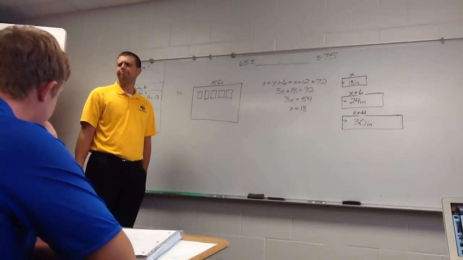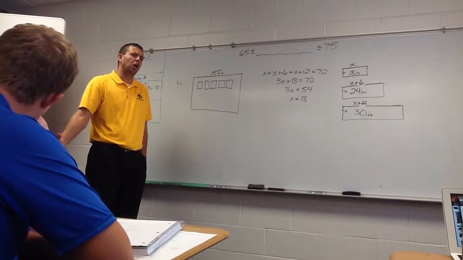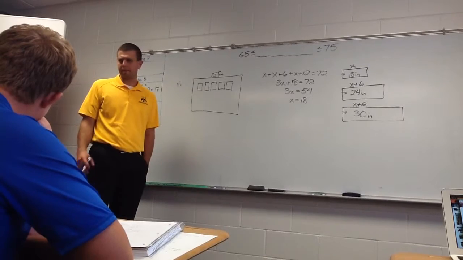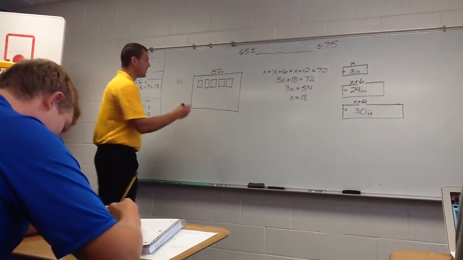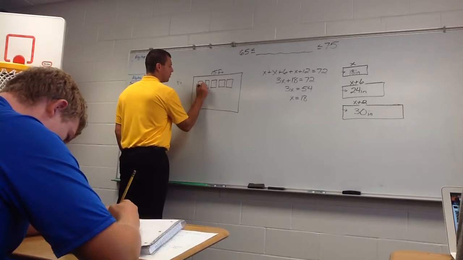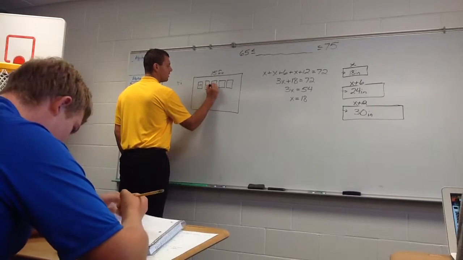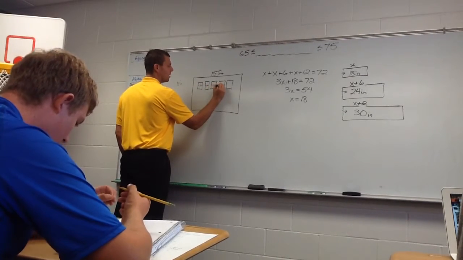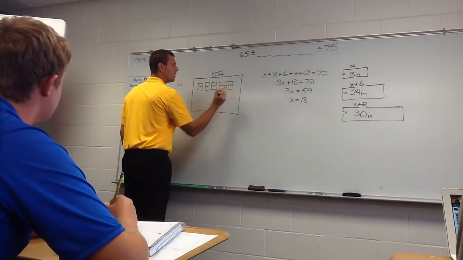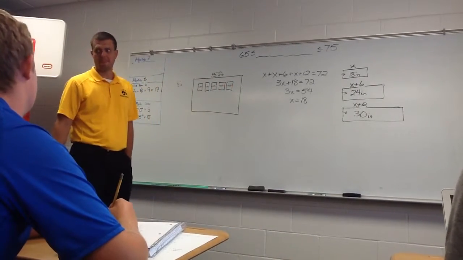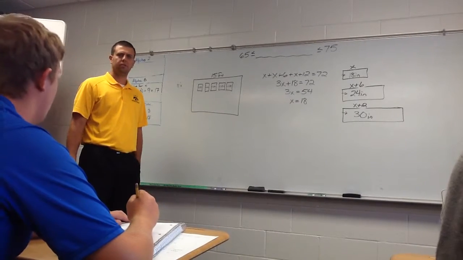Now what? What else do we know that maybe we can add to our diagram? Posters are all 1.5 feet across. So 1.5 feet from here to here, 1.5 from here to here, 1.5 and so on. So that's all 1.5 feet, all those are.